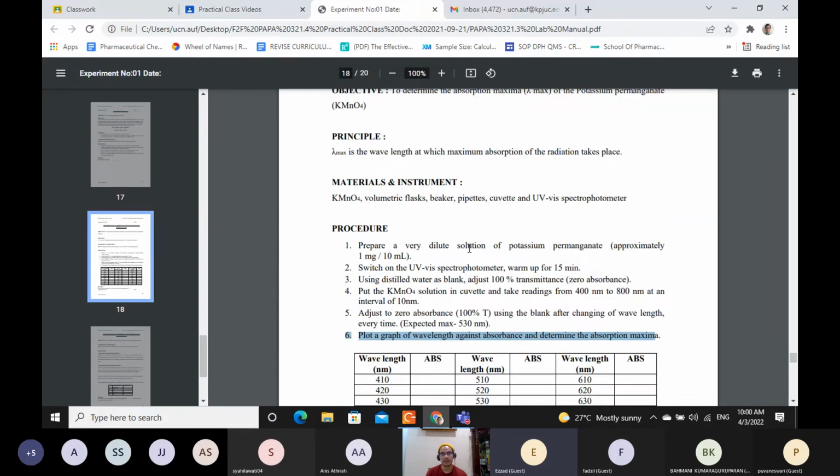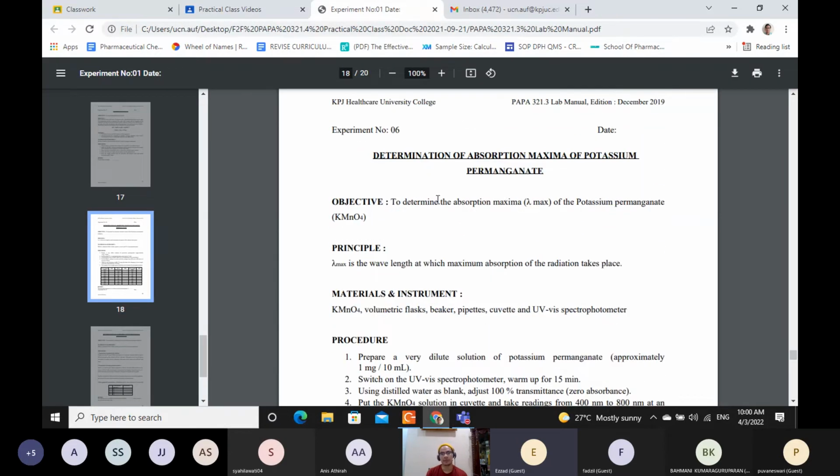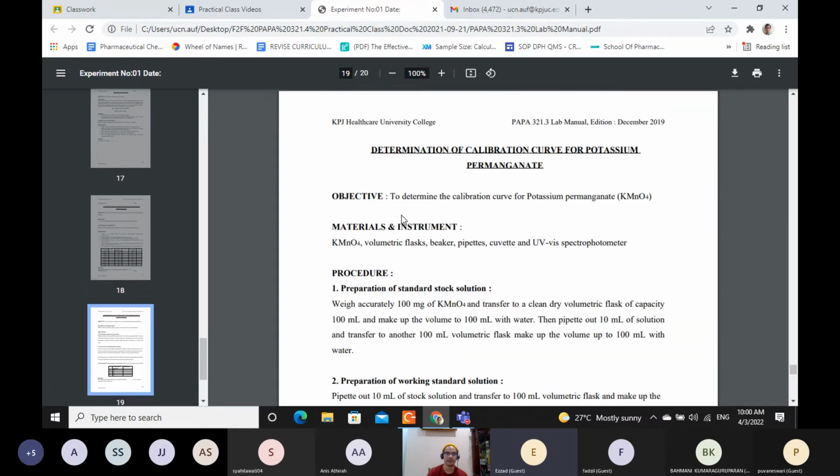Okay, so that is basically the determination of absorption maxima of potassium permanganate. Experiment number 6. And now our last experiment, still with UV visible spectroscopy, we want to determine the calibration curve. So why do we need to determine the calibration curve? Okay, here the objective says to determine the calibration curve for potassium permanganate. Same solution as experiment number 6. So in the lab we will do experiment number 6 and 7 together.